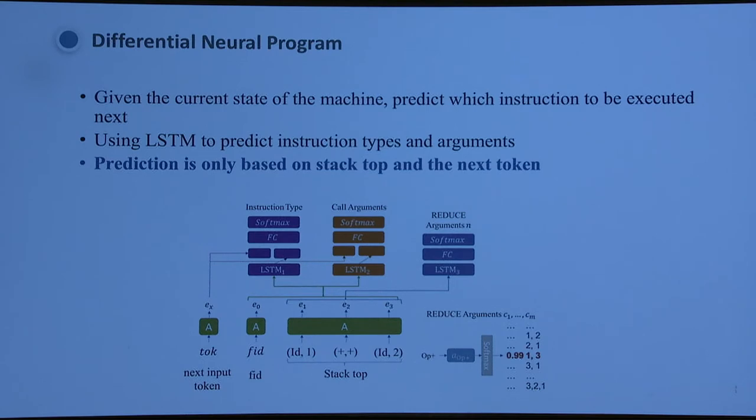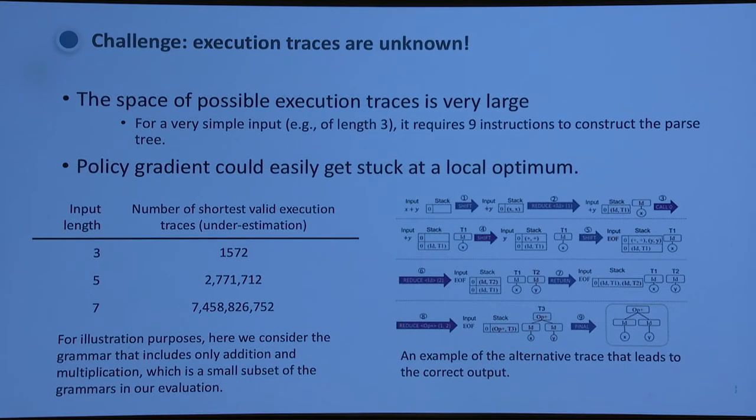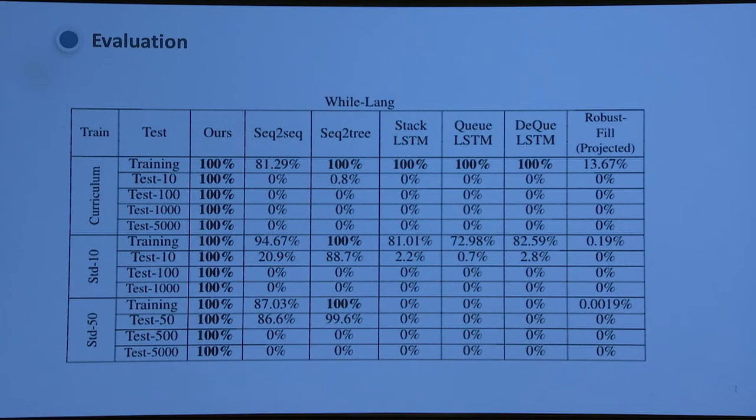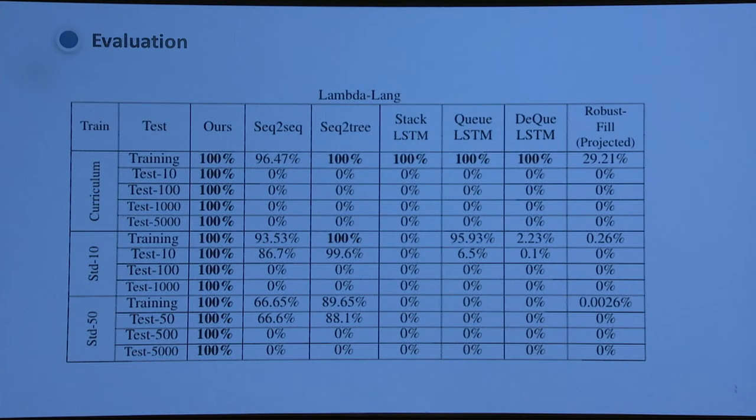I won't have time to go into the details, but the structure of the LL machine also naturally embeds recursion into the approach. And to solve the challenge that the execution traces are unknown, we utilize reinforcement learning. And to enable the reinforcement learning to work in a large space, we propose a two-phase search algorithm using reinforcement learning. And with our experimental results, we achieve strong results. In our experiments, we actually achieve full generalization and full accuracy.